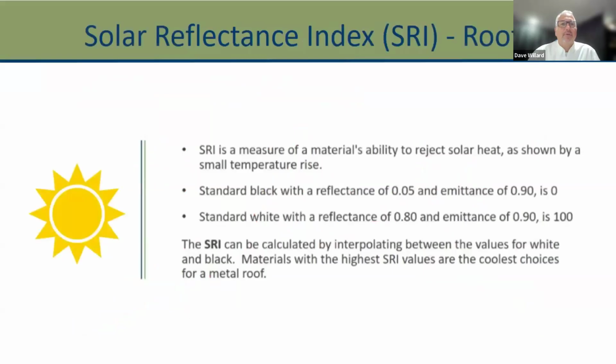And that's how we come up with the SRI, which I'm sure you've seen on different paint specifications that you've worked on. What's the solar reflectance index of a certain paint or material? That's measured by its ability to reject solar heat, as shown by a small temperature rise. They start with standard black, which has a reflectance of 0.05 and emittance of 0.90. They consider that 0. And then white has the highest reflectance of 0.8 and an emittance of 0.9, which is what they consider 100.